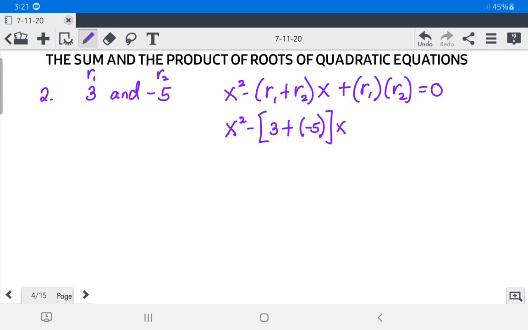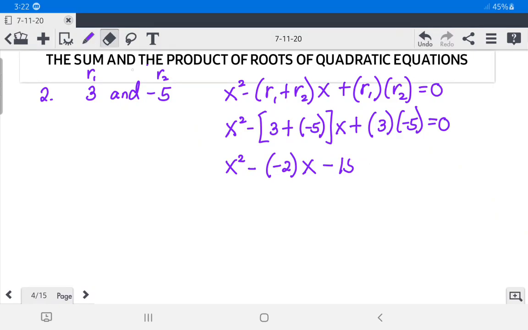Then, x, then plus 3 times negative 5 equals 0. Then we have x squared minus 3 plus negative 5, that is negative 2. Enclose that in a parenthesis. Then x. Then this one, 3 times negative 5, that is negative 15, equals 0. So we have x squared, negative times negative 2, we have positive 2x. Then minus 15 equals 0.